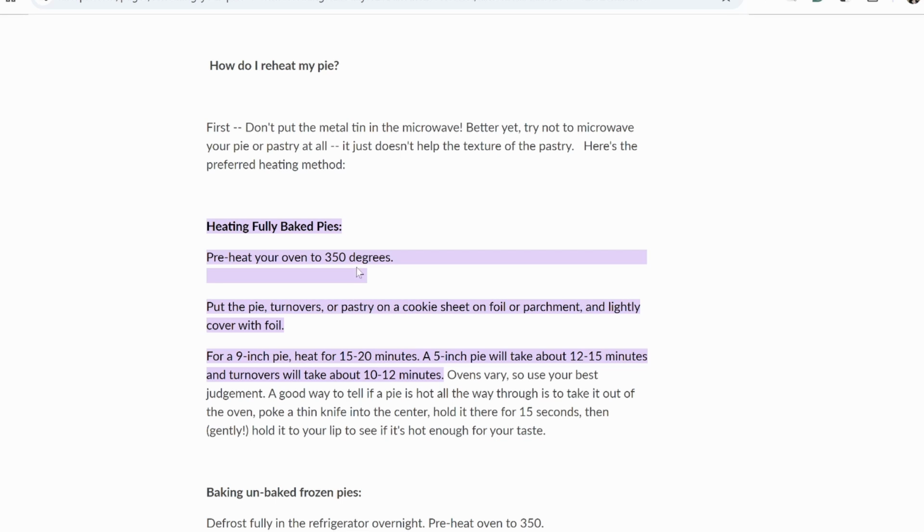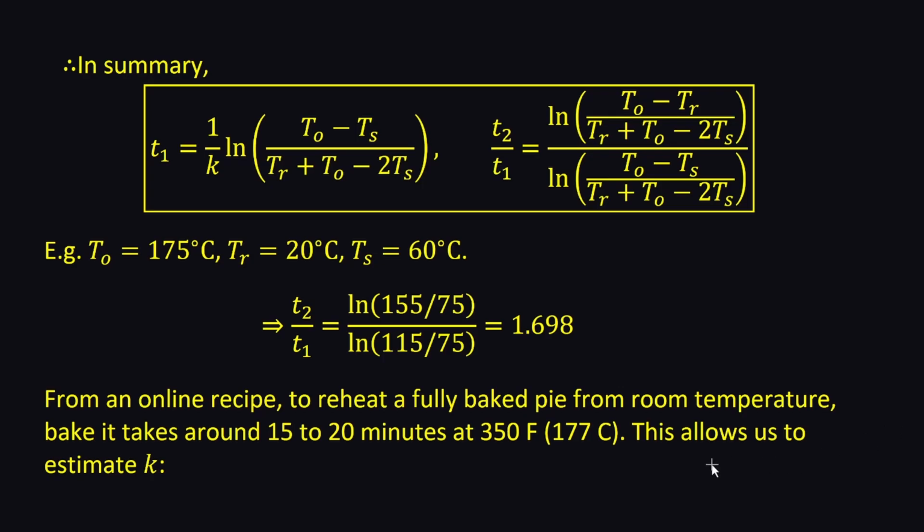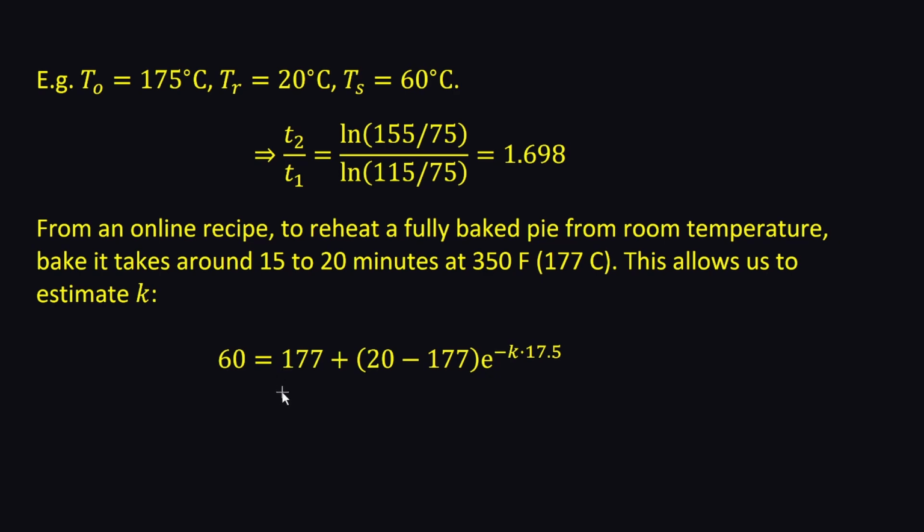For this, I looked up an online recipe. It says for heating a fully baked pie of 9 inches in diameter, I would need to place it into an oven of 350 degrees, I think this is Fahrenheit, for 15 to 20 minutes. And this allows us to estimate k. From Newton's law of cooling, we have the following equation for k. 60 is the serving temperature, the final temperature. 177 is the oven temperature, equivalent to 350 degrees Fahrenheit. 20 is the initial temperature. And I use the average between 15 and 20 minutes as the estimated cooking time.